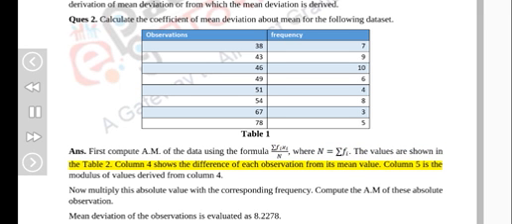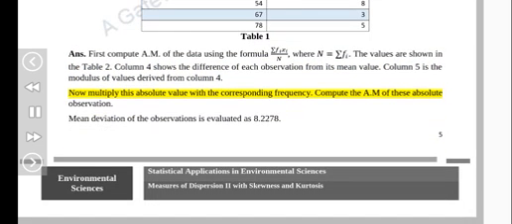Column 4 shows the difference of each observation from its mean value. Column 5 is the modulus of the values derived from column 4. Now multiply this absolute value with the corresponding frequency. Compute the AM of these absolute observations. Mean deviation of the observations is evaluated as 8.2278.